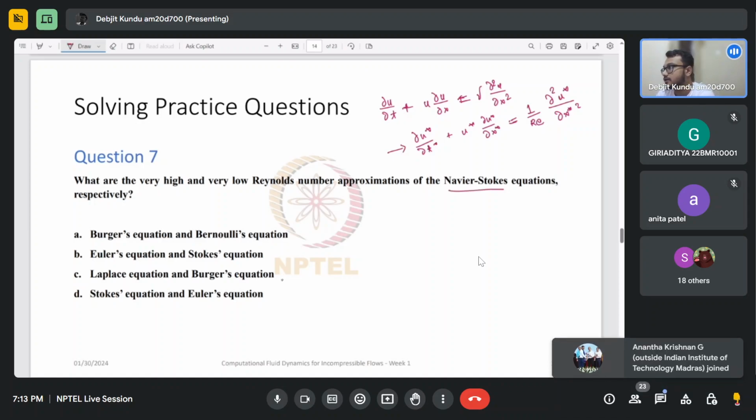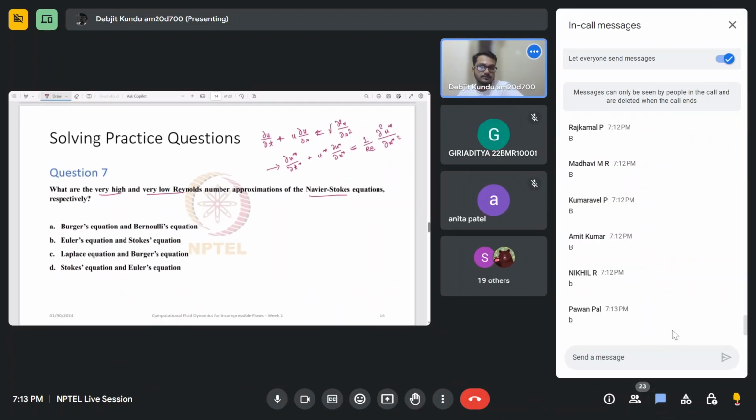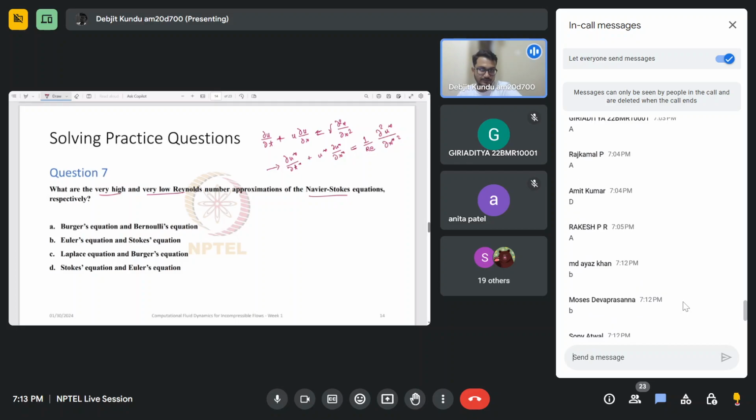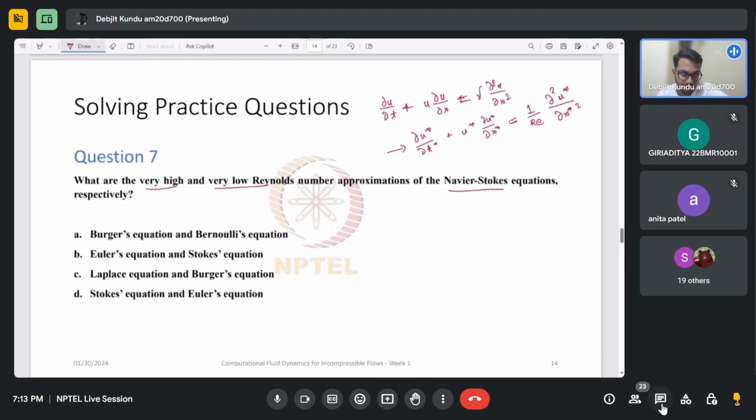So the question is, what are the very high and very low Reynolds number approximations of this Navier-Stokes equation? Is it known as option A, Burger's equation and Bernoulli's equation? Option B, Euler's equation and Stokes equation? Option C, Laplace equation and Burger's equation? Option D, Stokes equation and Euler's equation. Okay, once again we have a very quick response, and most of the crowd is in favor of option B, that is Euler's equation and Stokes equation.